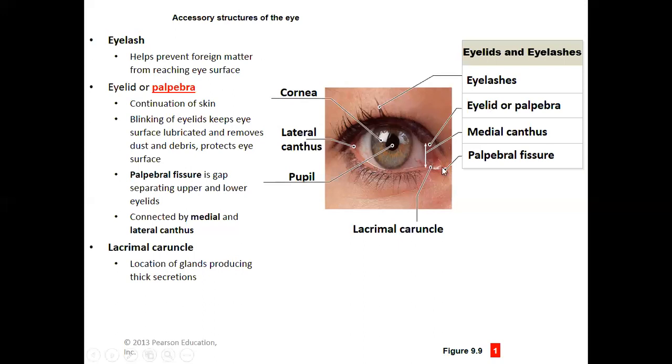At each edge is called a medial canthus and a lateral canthus. That's basically where the two eyelids, palpebra, come together. And there's a little structure called a lacrimal caruncle. So we'll learn here shortly that the lacrimal gland produces tears, and it produces tears from over here, kind of superior and lateral in the eye, and tears wash across the eye into this lateral lacrimal caruncle, where tears collect and then head into, or actually out of the eye.